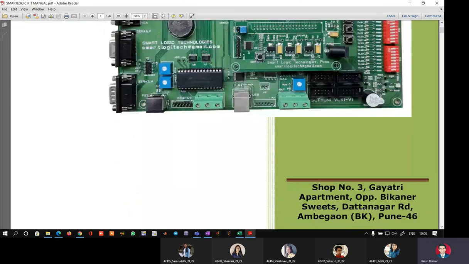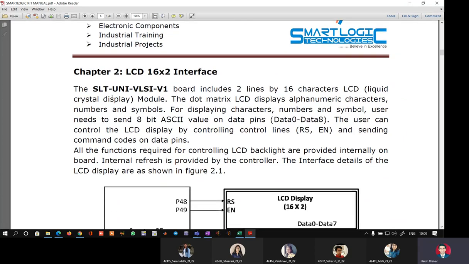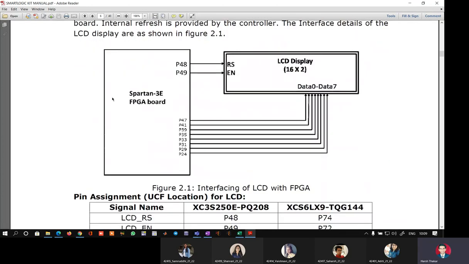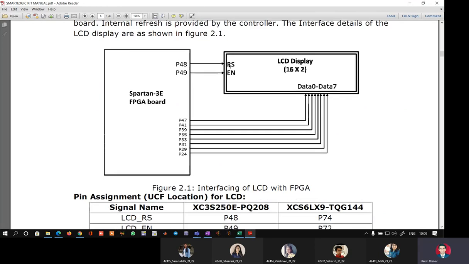Okay, so in the manual we can see the page number. The LCD interface is at page number 6. Go to page number 6 and see here. The chapter is LCD 16x2 interface, interfacing diagram, and we can see here, this is very clear now. My LCD display needs 8 data inputs, data 0 to data 7, and these 8 input lines on the PCB are hardwired to pin number 47, 41 up to pin number 24. Similarly, the RS input of the LCD display is connected to pin number 48 of FPGA. Similarly, the EN or the display enable input is connected to pin number 49.